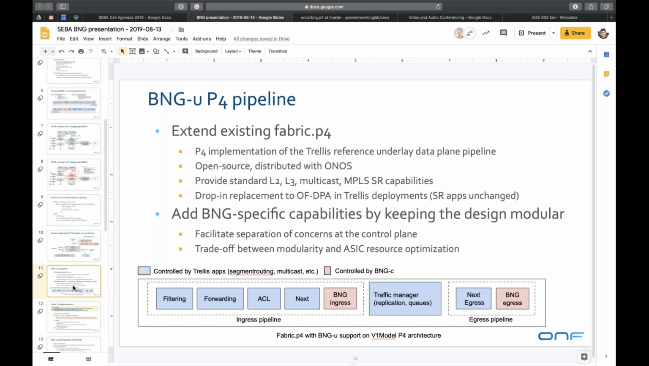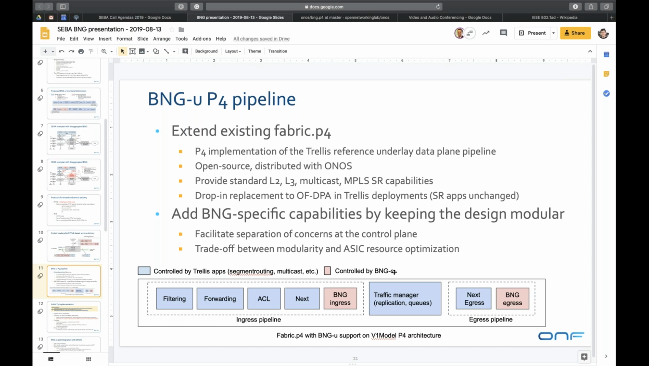So what we plan to do is to extend fabric.p4 to add the BNG specific capabilities. And we want to do that by keeping the design modular. The reason is that we already have infrastructure to control a big part of the fabric.p4 pipeline for fabric functionality. So we already have data plane and control plane support for things like routing, bridging, multicast, and segment routing. But we want to add support for the BNG specific capabilities in a way that can be independently controlled by the BNGC application running on top of ONOS. The reason why we want the separation of concerns is that it greatly simplifies the implementation of the control plane itself. This is one of the major benefits of P4: letting control plane developers design the pipeline in a way that is beneficial for the control plane operation.